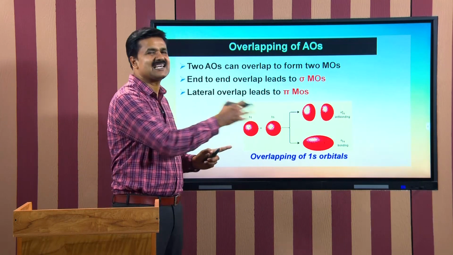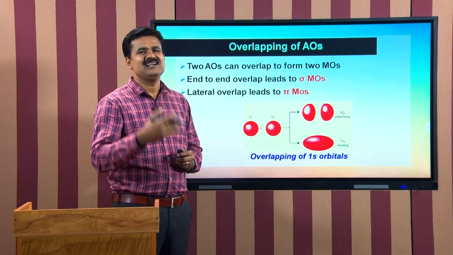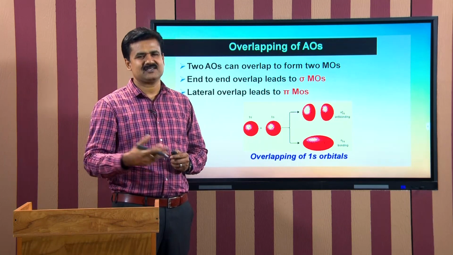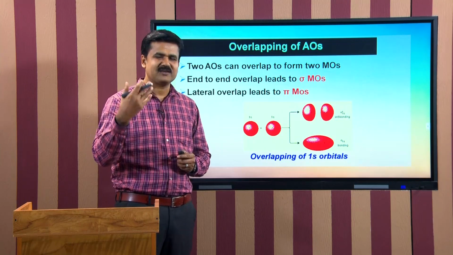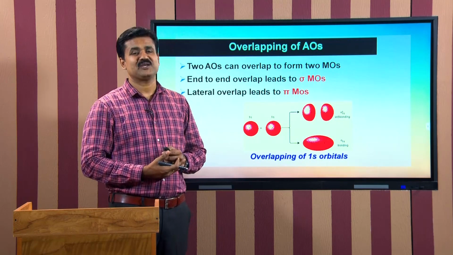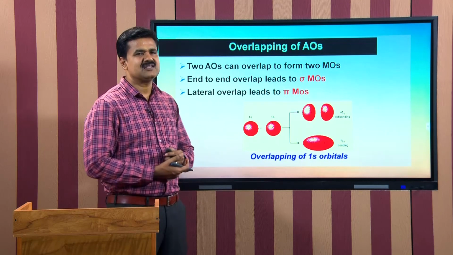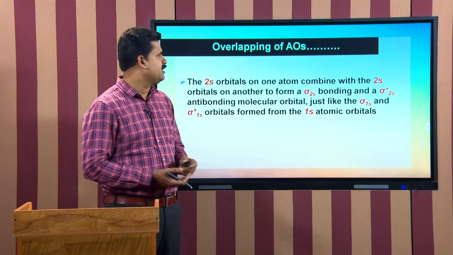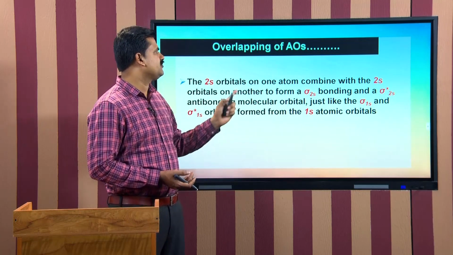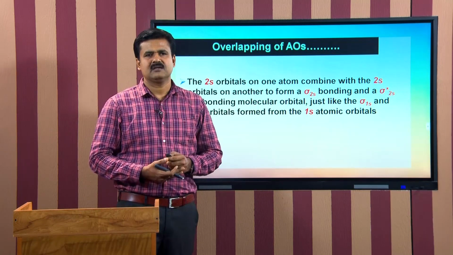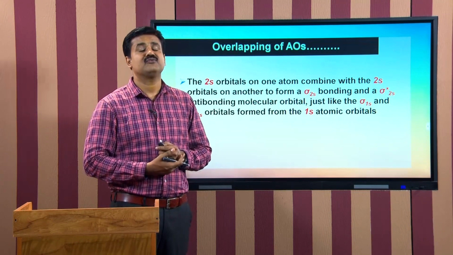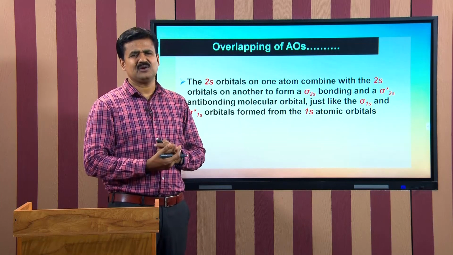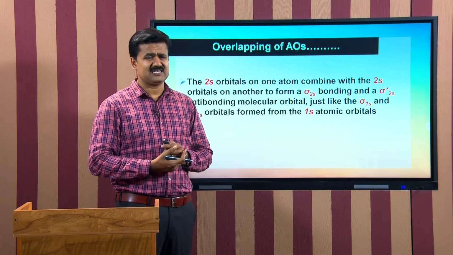So, this is the physical representation or physical picture. As I already mentioned, overlapping represents a physical picture of the molecular orbitals and the participating atomic orbitals. So, this is about the overlapping of 1s atomic orbitals. Now, the 2s orbital of one atom combines with the 2s orbital of the other to form sigma 2s and sigma star 2s. This is analogous to overlapping between two 1s orbitals.